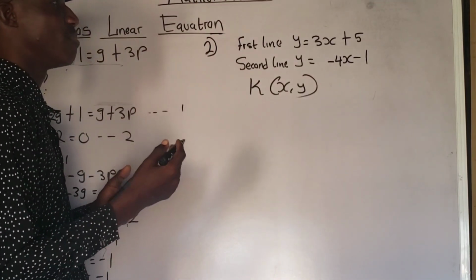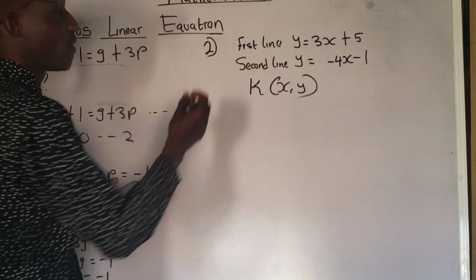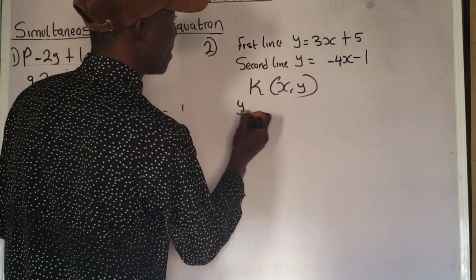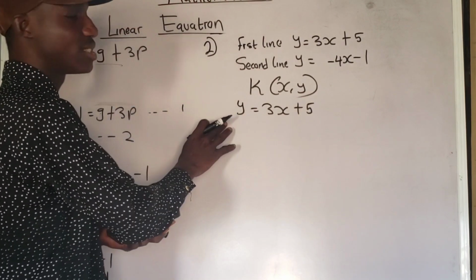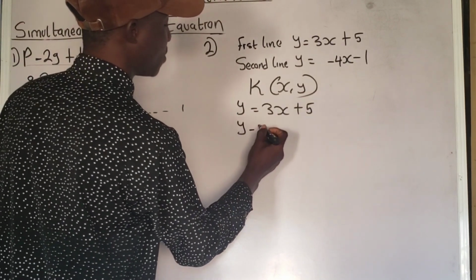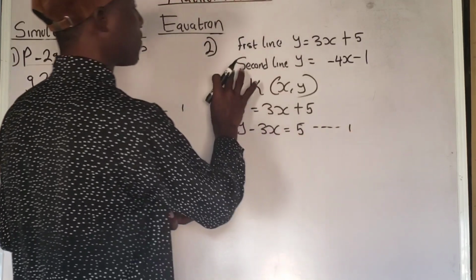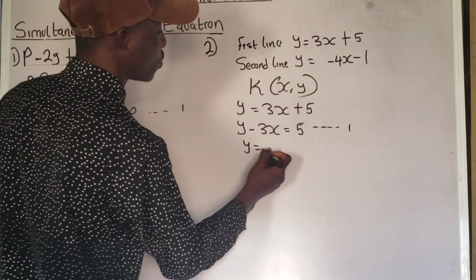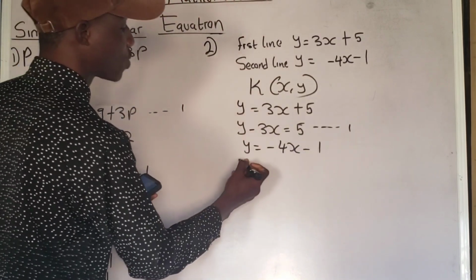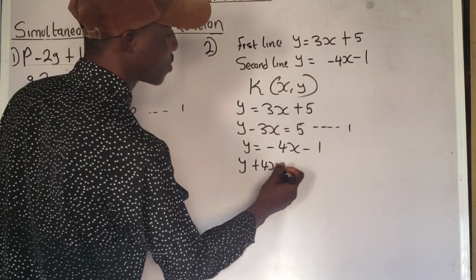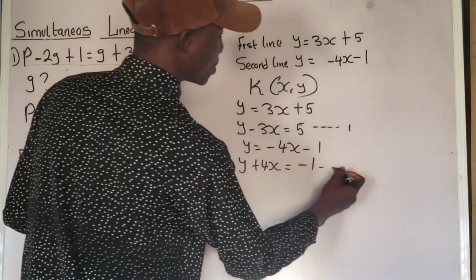Now we are going to solve this simultaneously. But before we do that, we are going to rearrange the equation. The first line is y equals 3x plus 5. If I rearrange this equation, I'm going to have y minus 3x equals 5. Call this equation 1. Now for the second line, y equals negative 4x minus 1. If I rearrange this equation, I'm going to have y plus 4x equals negative 1. We're going to call this equation 2.